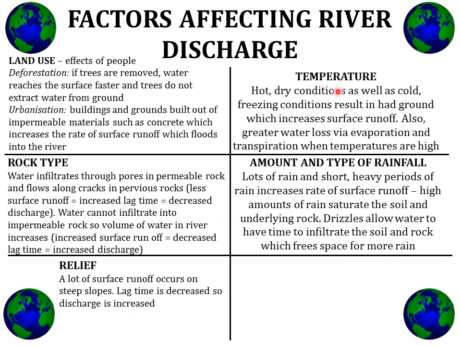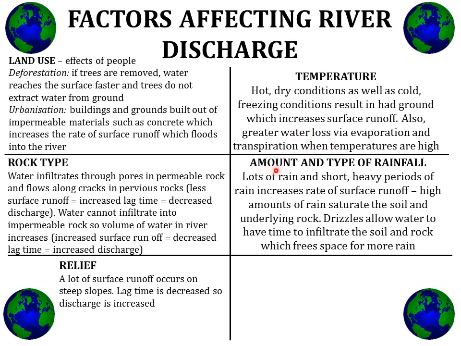Now, temperature, another physical factor. Hot, dry conditions as well as cold, freezing conditions result in hard ground, which increases surface runoff. Also, there is greater water loss via evaporation and transpiration when temperatures are high. So there is a greater water loss.